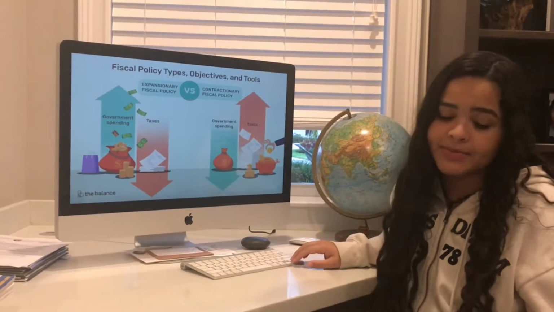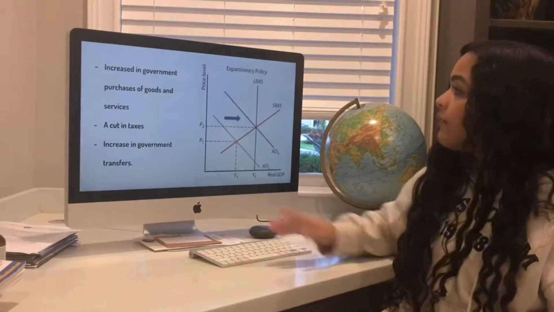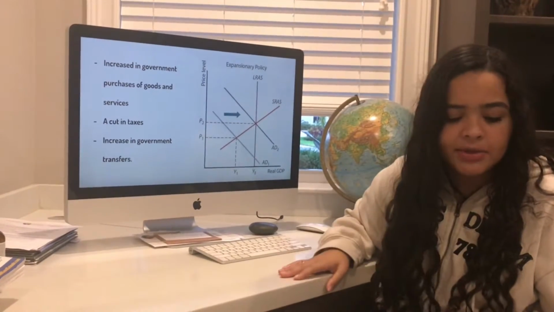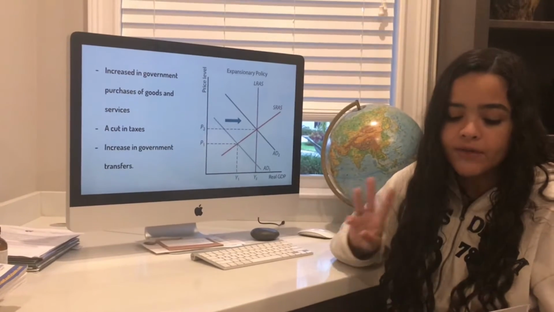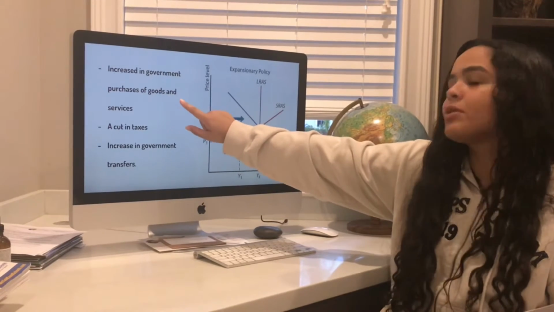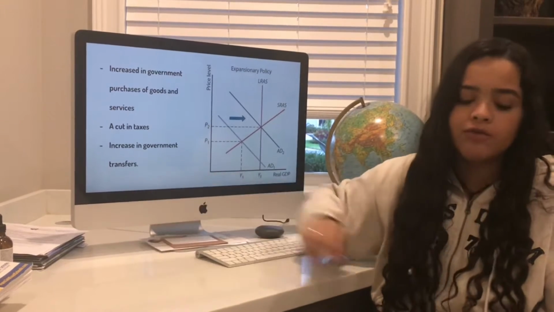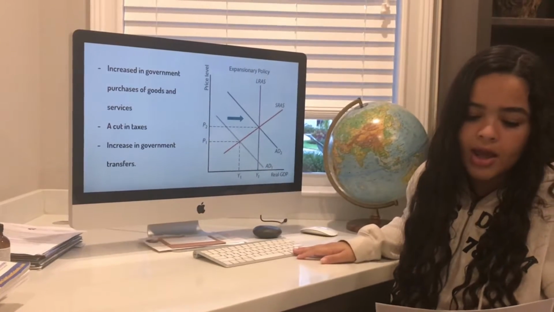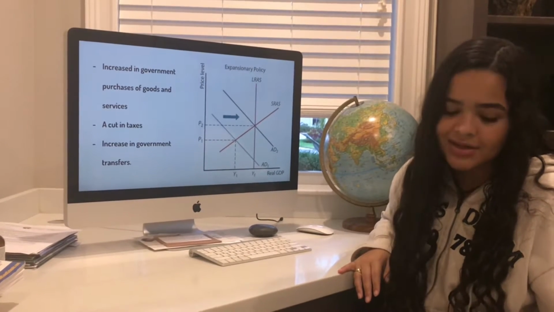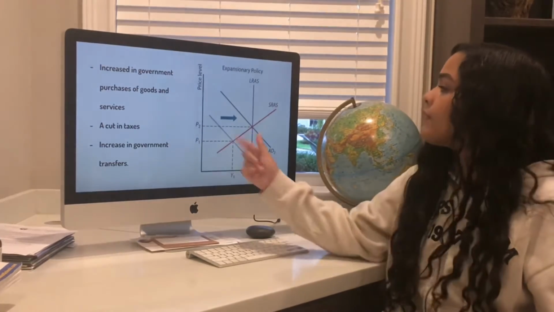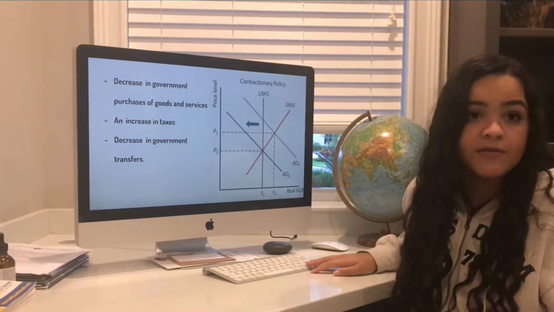Now, there are two different types of fiscal policy, expansionary and contractionary. First, we have expansionary policy. Expansionary fiscal policy is used when there's a recessionary gap. It typically takes one of three forms: an increase in government purchases of goods and services, a cut in taxes, and an increase in government transfers. An expansionary fiscal policy, such as the American Recovery and Reinvestment Act of 2009, pushes the aggregate demand curve to the right. Meanwhile, contractionary fiscal policy is used when there's an inflationary gap.